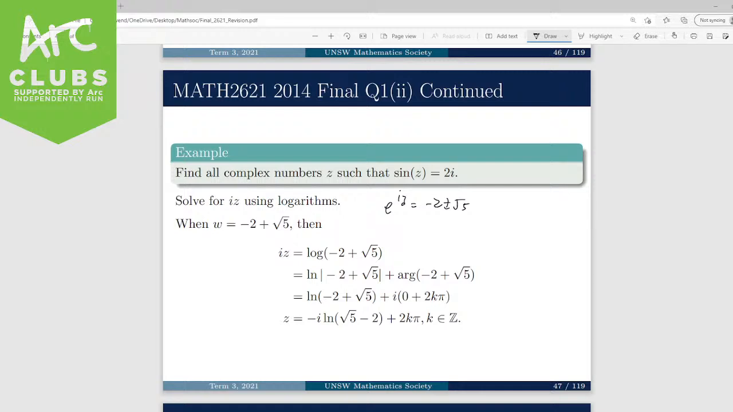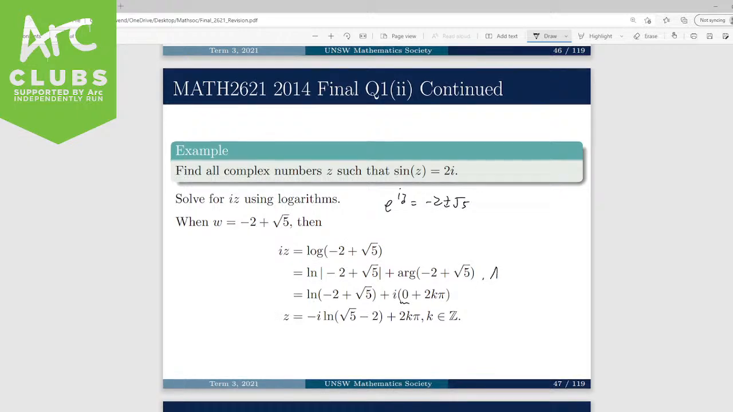According to the definition, that will be log of the modulus of negative 2 plus root 5, plus the argument. Notice there's no capital letter for argument because we're just taking the multi-valued argument of negative 2 plus root 5. The modulus of negative 2 plus root 5 is just negative 2 plus root 5, because it's a positive real number. And the principal argument of the positive real number negative 2 plus root 5 is just 0. So that's where the 0 comes from.